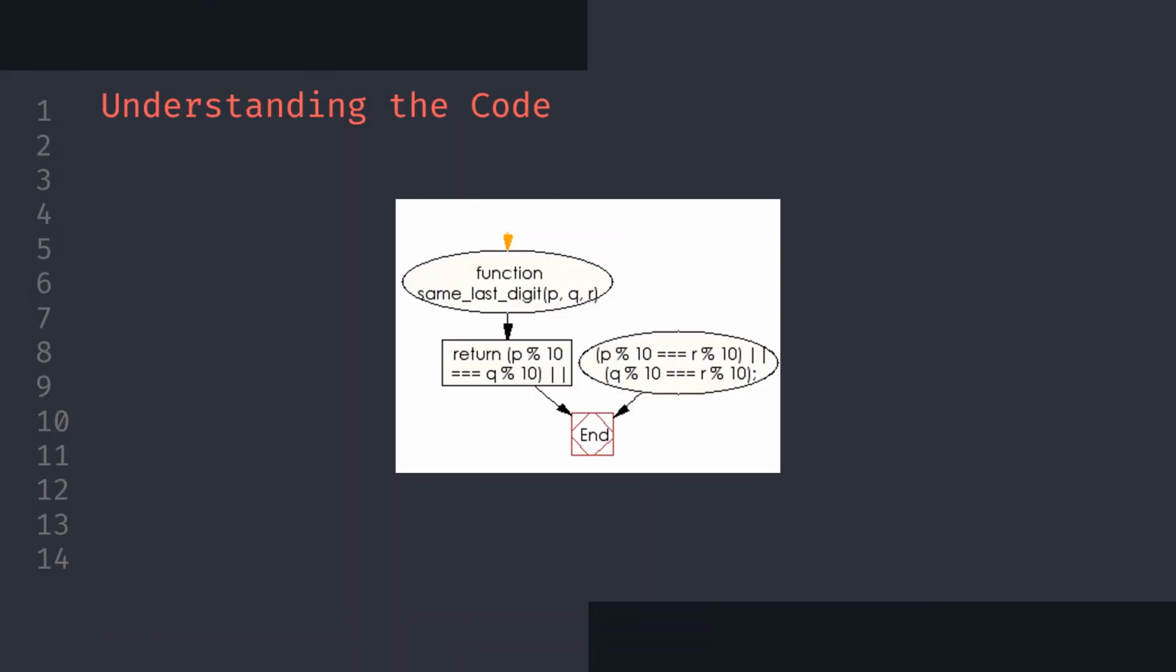Let's break down the function. It returns true if any two of p, q, and r have matching last digits. We use the modulo operation % 10 to extract the rightmost digit of each number.